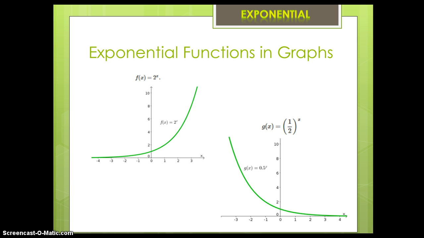Exponential functions in graphs, well, they look like a curve. They're not a nice straight line like a linear function. They either start to grow slowly and then grow quicker, going up, or they'll slowly decrease and all of a sudden take off going down. So exponential functions are half of a U, we often think of them.